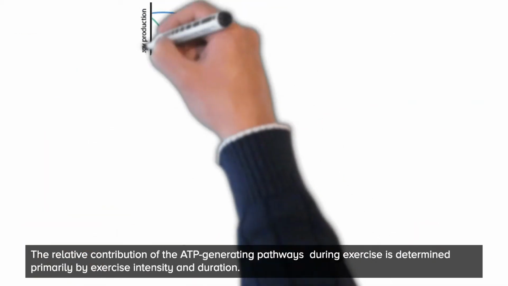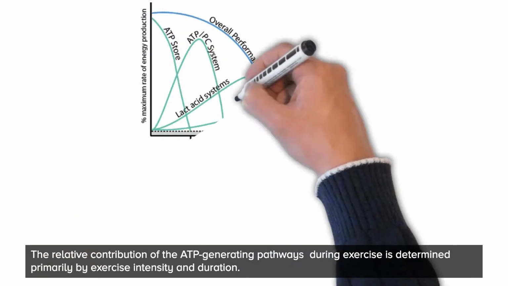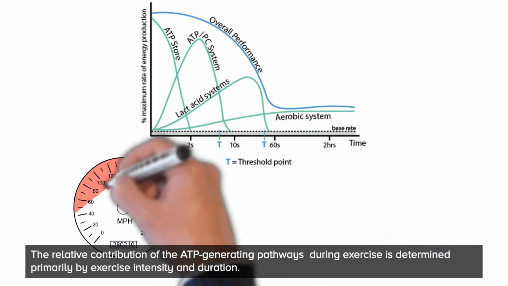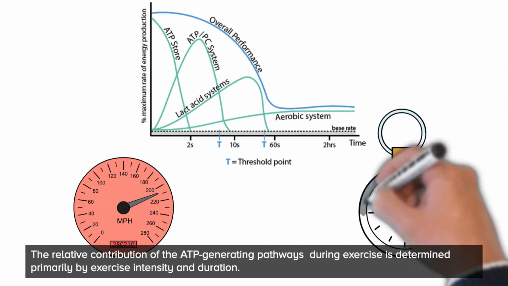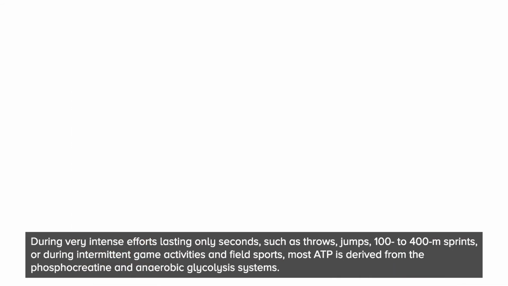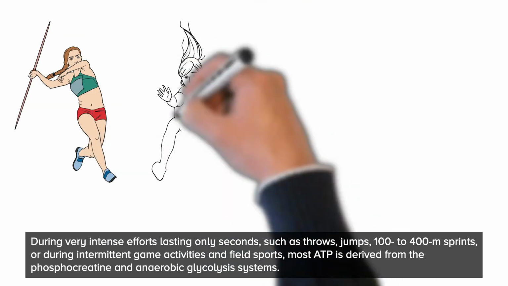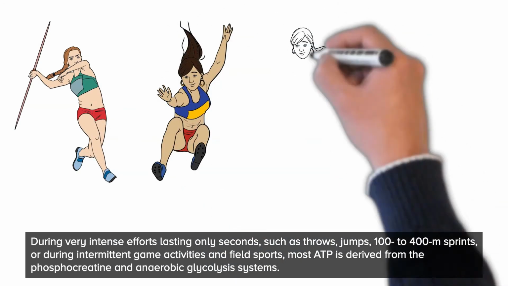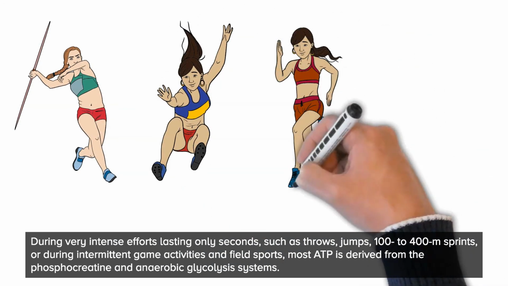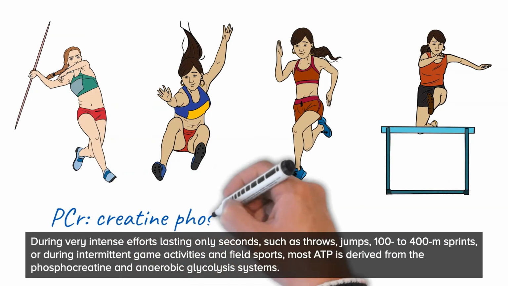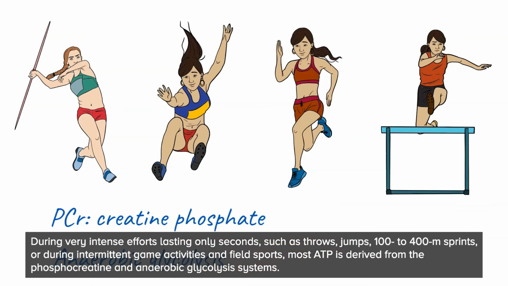The relative contribution of the ATP generating pathways during exercise is determined primarily by exercise intensity and duration. During very intense efforts lasting only seconds, such as throws, jumps, 100 to 400 meter sprints, or during intermittent game activities and field sports, most ATP is derived from the phosphocreatine and anaerobic glycolysis systems.